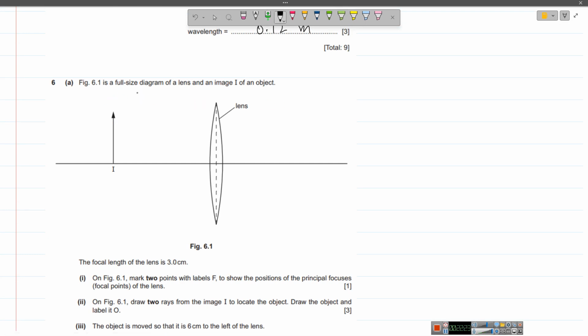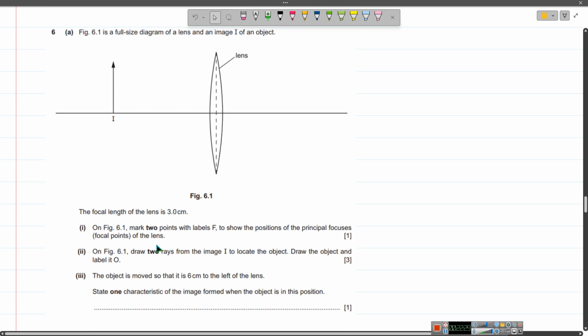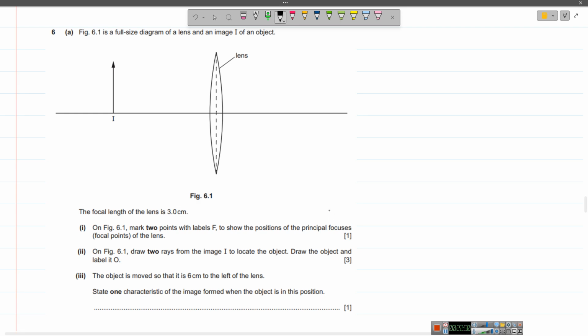Images, full scale diagram of the lens in the image in this, right? We have the image, the focal length is 3 centimeters, right? On figure, mark 2 points and the position of the principal focus on this. On figure, two rays, draw the object and label O. The object is moved so that it is 6 centimeters from the lens, right? Okay. State one characteristic of the image so that this, right? So let's mark the point over here, right? Over here. On figure, mark 2 points, label focal length F of the principal focus. On figure, two rays from eye to locate the object, right?